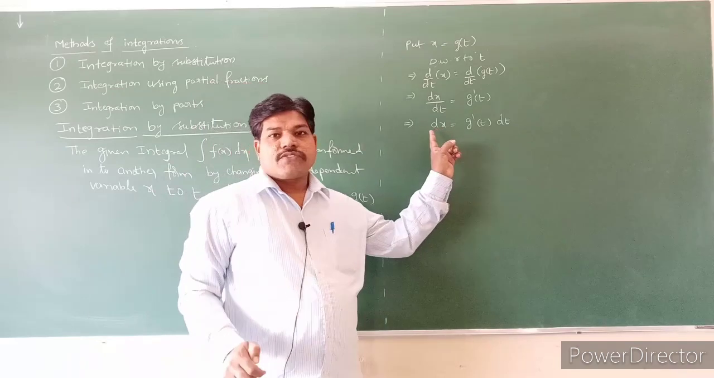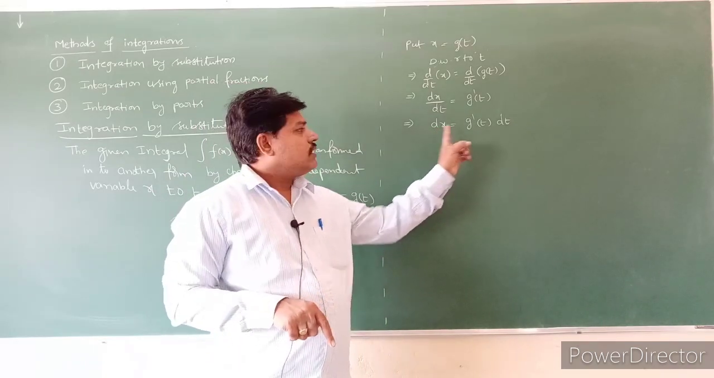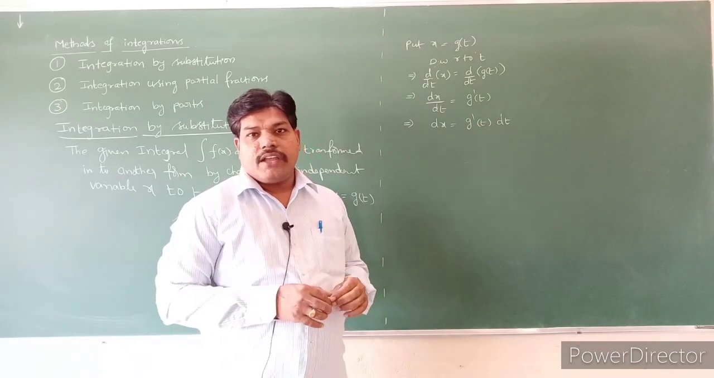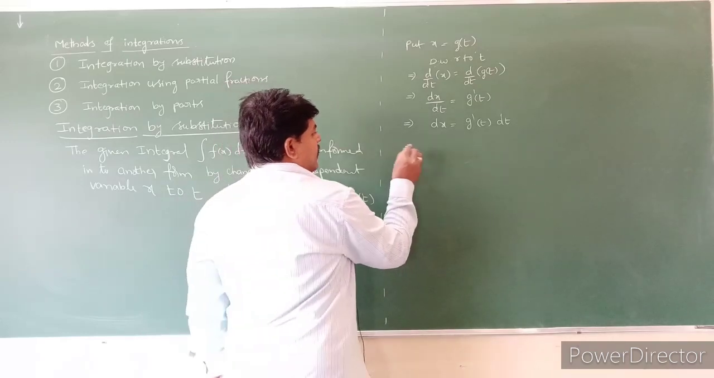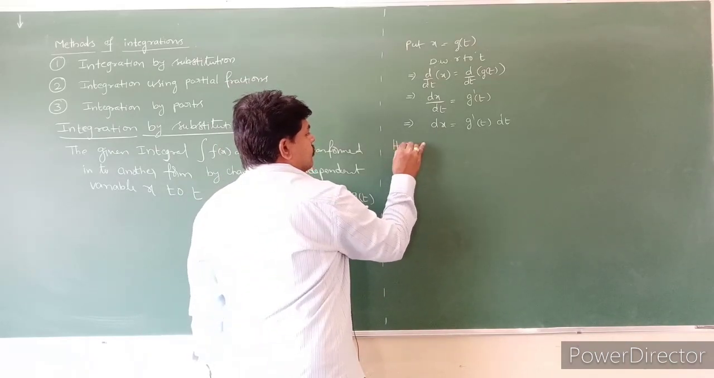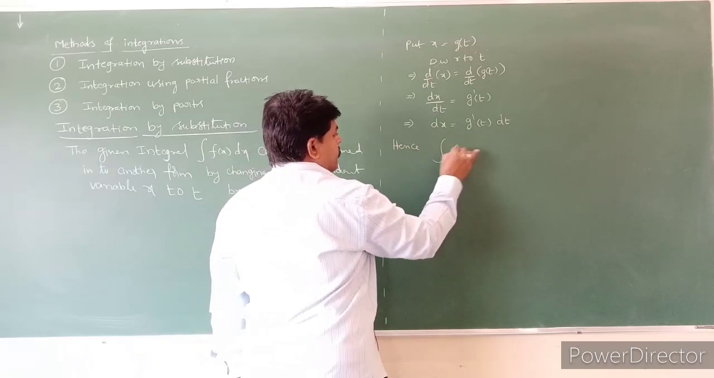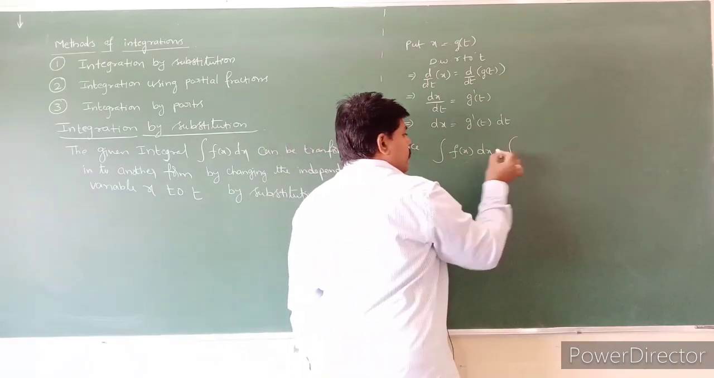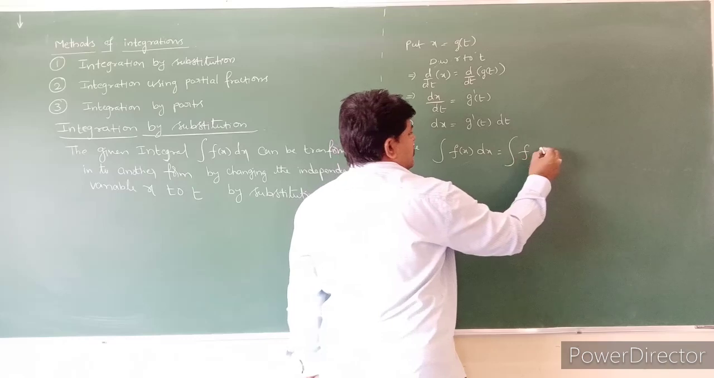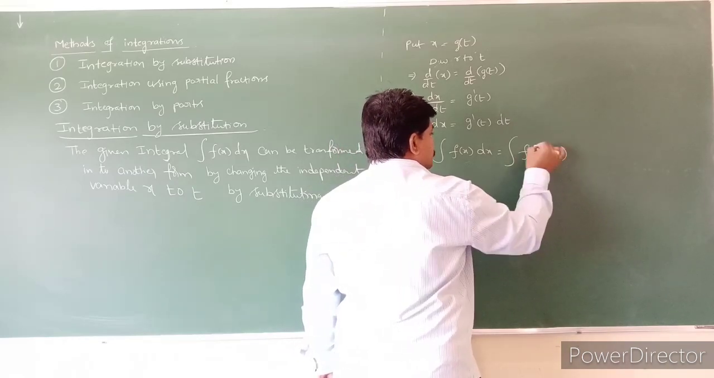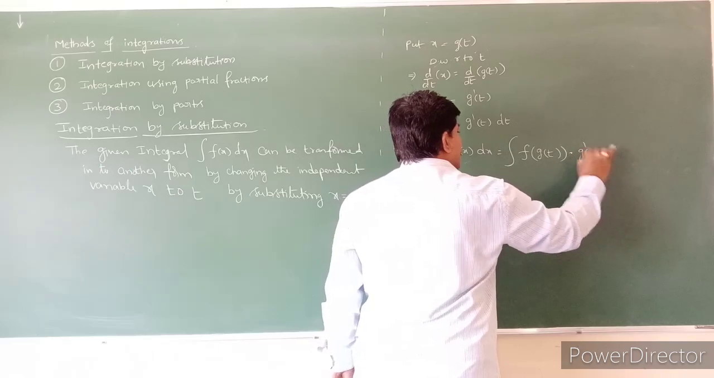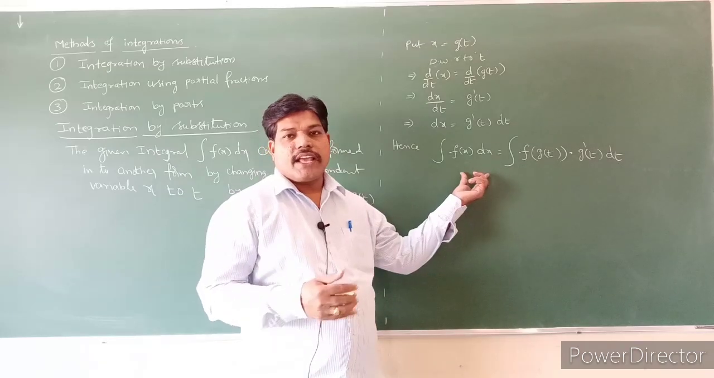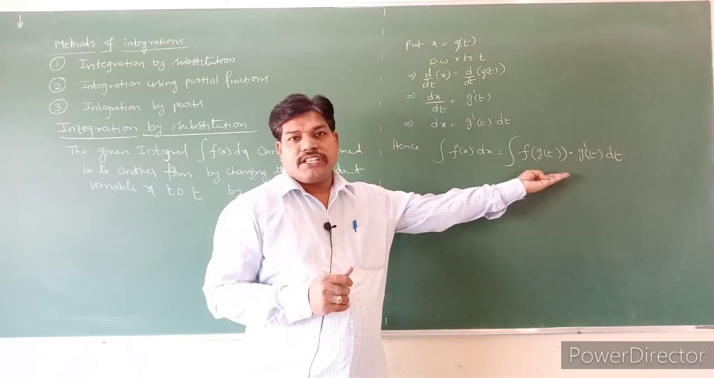So this dx value, which you are integrating with respect to x, is changed into g dash of t into dt. What happens here, students? Hence integral of f of x dx is changed into integral of f of x, where x is nothing but g of t, into g dash of t into dt. So automatically the independent variable x is changed into t, and the problem is changed into this form.